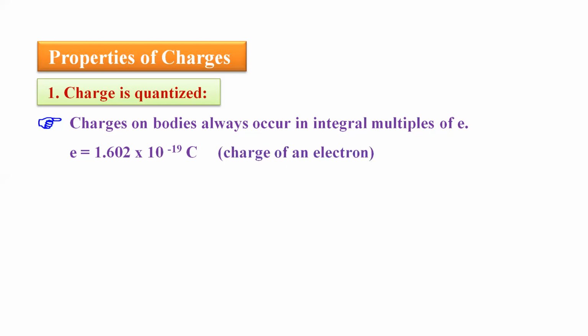So in simple words, Q is equal to NE, where N stands for either a positive or negative integer, and E is the charge of the electron. Let's move ahead with the next property. The next property is that charge is conserved, or we can also say it is conservation of charge. Now, you must have studied conservation of energy, conservation of mass, and we can also define conservation of charge.